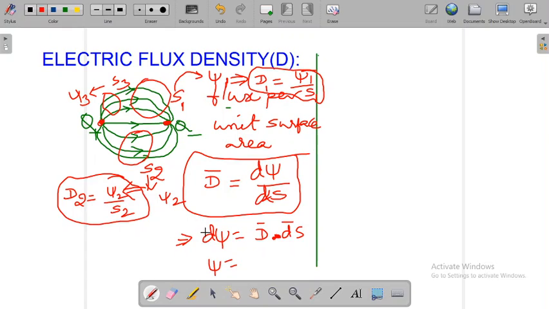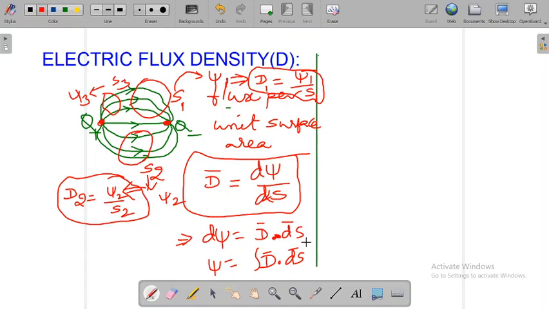Apply integration on both sides. Integration and differentiation cancel out here. What remains on the left-hand side is D bar dot dS bar. Again, I am repeating: flux is a scalar quantity, so it can be written as the dot product of two vectors. One vector is D bar, and the other vector, the surface area, is also a vector quantity.